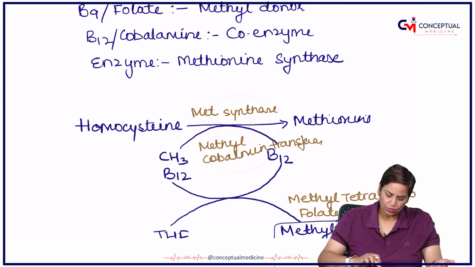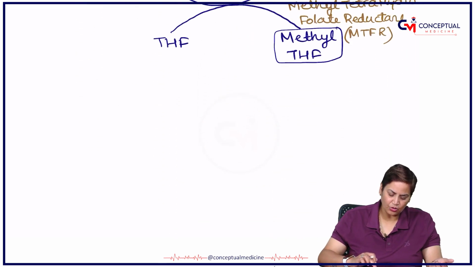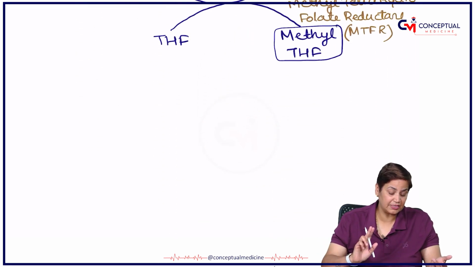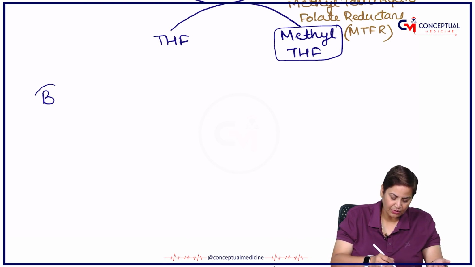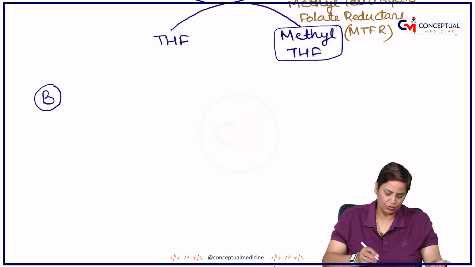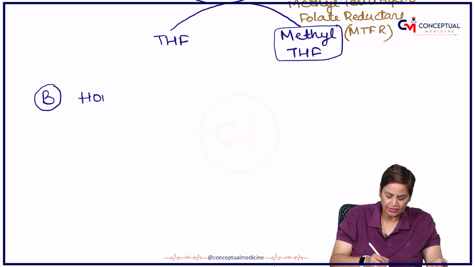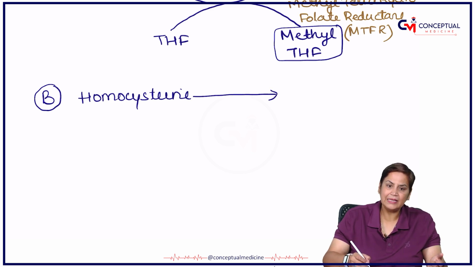Then we come over to the second reaction. I told you there are three vitamins which are taking place in the entire process. So the second one is how this homocysteine is converted into cysteine. Homocysteine to cysteine.